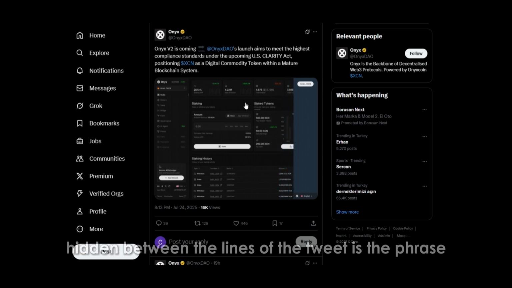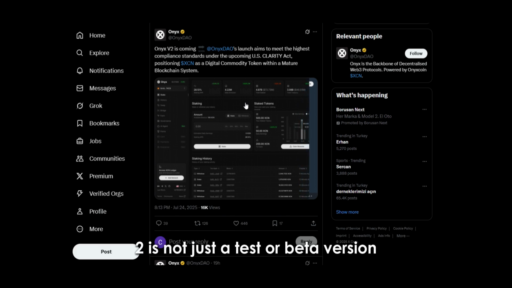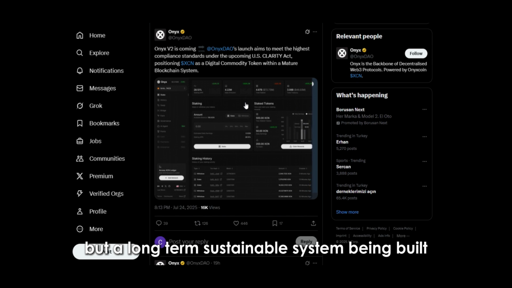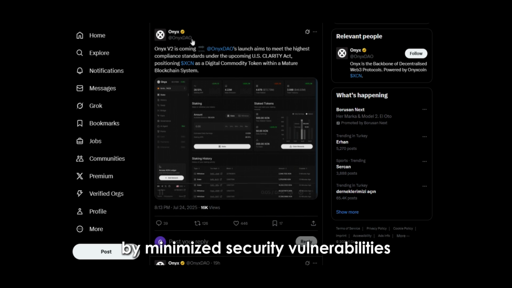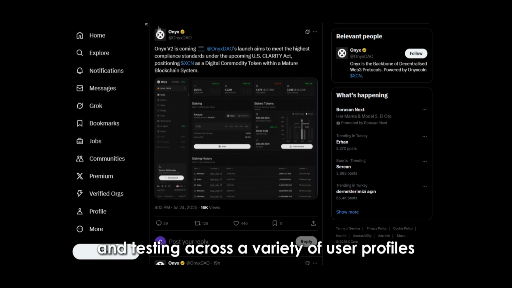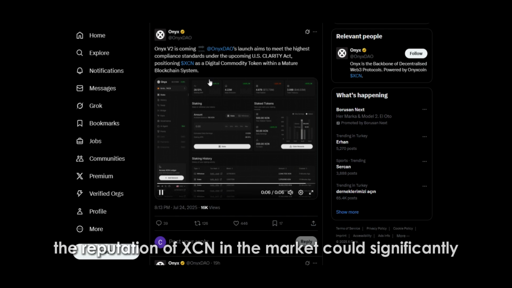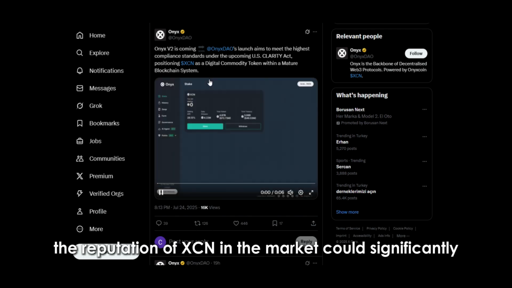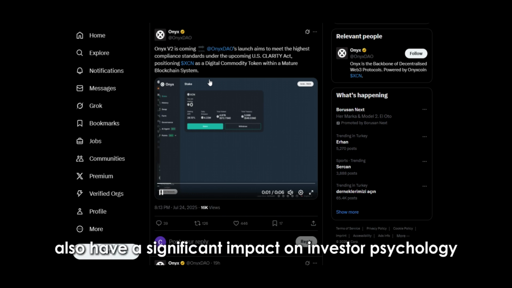Another important point hidden between the lines of the tweet is the phrase mature blockchain system. This implies that Onyx V2 is not just a test or beta version, but a long-term sustainable system being built. These types of systems are usually characterized by minimized security vulnerabilities, clearly defined use cases, and testing across a variety of user profiles. If Onyx V2 can truly reach this level, the reputation of XCN in the market could significantly improve. Strategic announcements like this also have a significant impact on investor psychology.